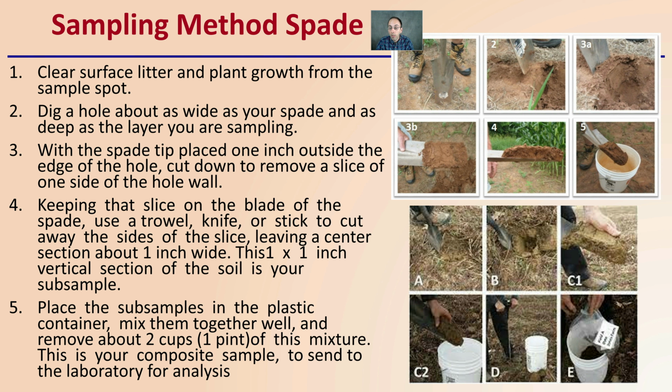Now, preparing your soil sample for analysis: you want to mix together the sub-samples you've collected into one large sample. This is too much to send to the lab. You want to take only a 2-cup sample from what you have collected. As an estimation, if you're in the field, how do you estimate 2 cups? Well, think about what 2 hands can hold. That would be about 2 cups.